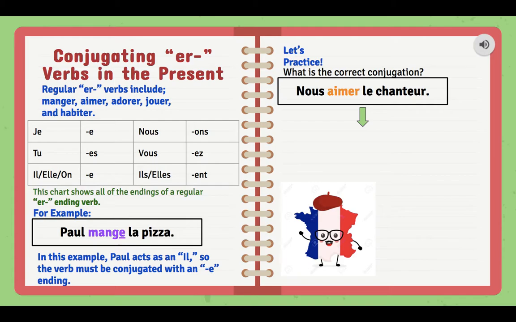For example, Paul mange la pizza. In this example, Paul acts as an il, so the verb must be conjugated with an e ending. Let's practice. What is the correct conjugation? Nous, aimer being the verb in the infinitive, le chanteur.